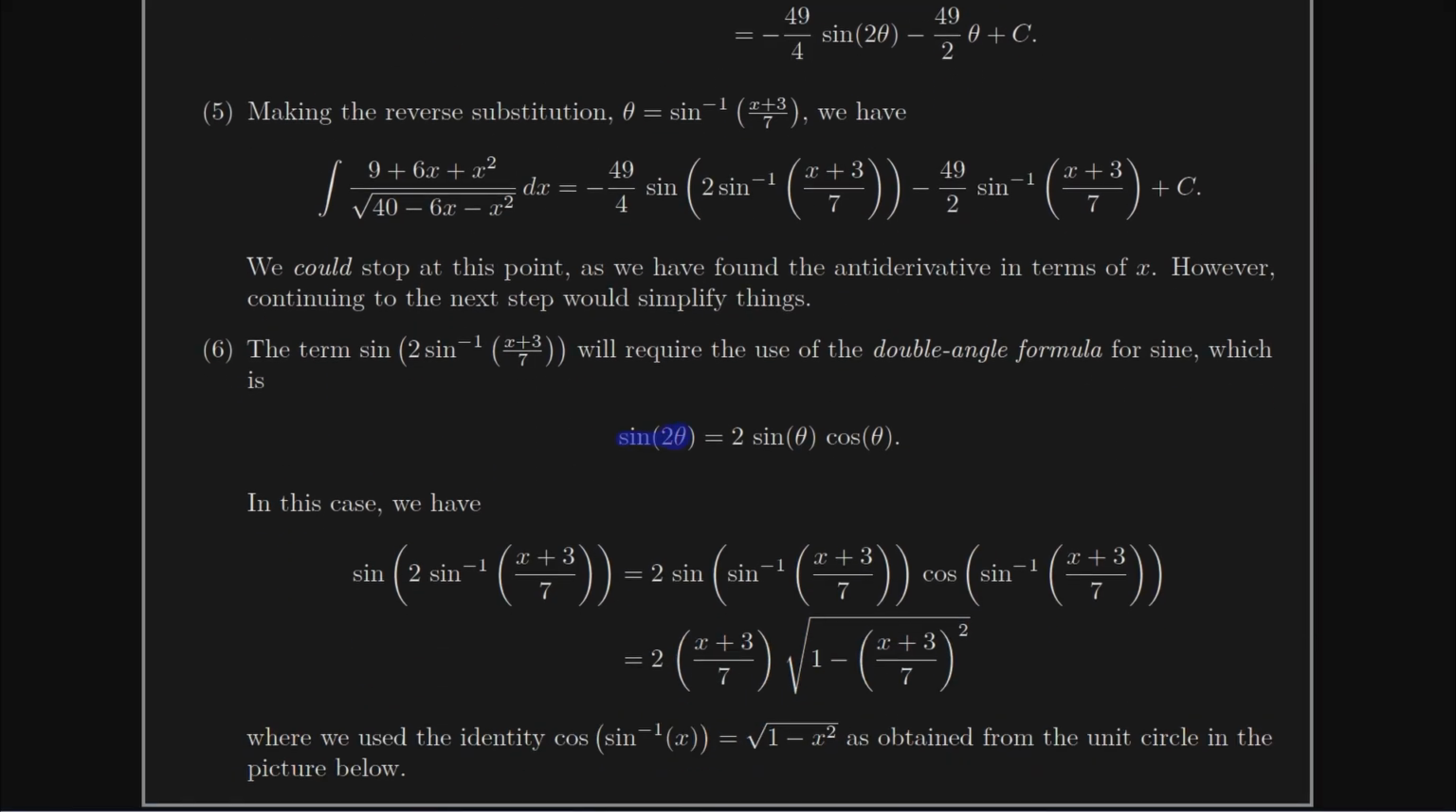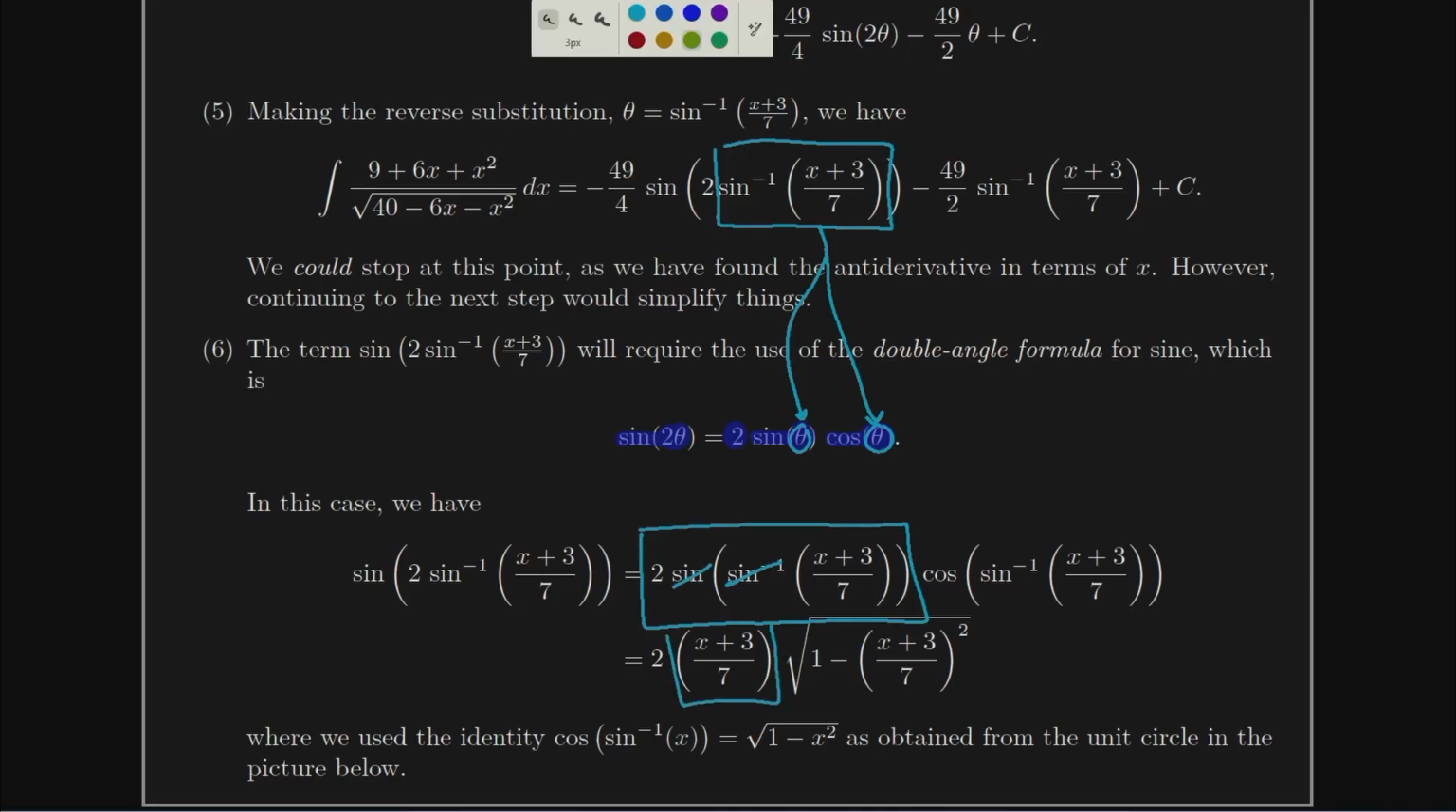So it turns out sine of 2 theta, if you go back to your double angle formula page, is 2 sine theta cosine theta, which means I can replace theta with sine inverse of (x plus 3) over 7 in both of these terms. And what do I end up with? Well, I have 2 sine of sine inverse. Very easy to simplify those. They just cancel the sines, and we get (x plus 3) over 7.